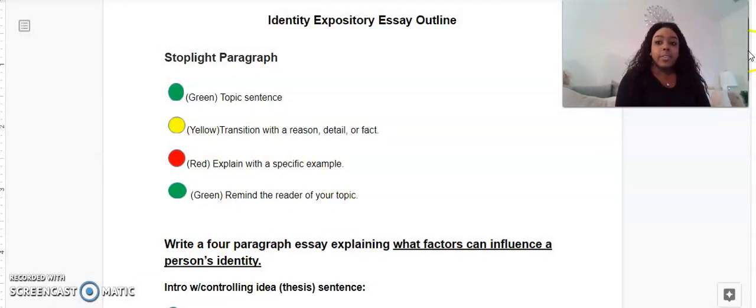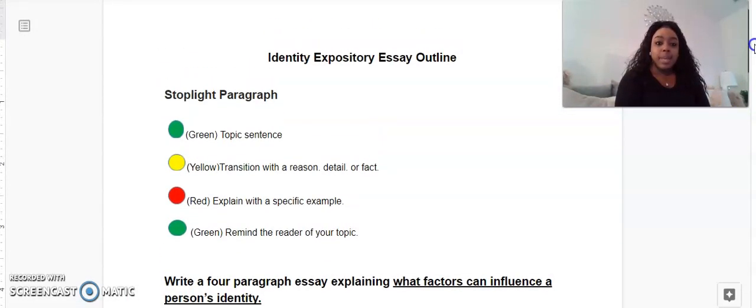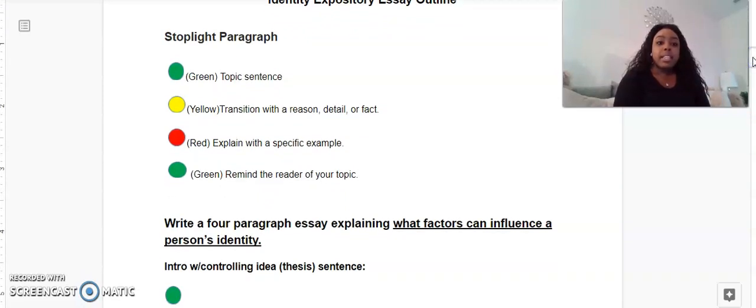Here is an outline for an expository essay using the spotlight method. The spotlight method utilizes different colors, like green, yellow, and red, and each has a specific meaning. The green is the topic sentence. The yellow is to give your example. You would use a transition and give your example. The red is being a little bit more detailed, explaining your specific example. And then the last green is to remind your reader of your topic. So you are simply closing it out.